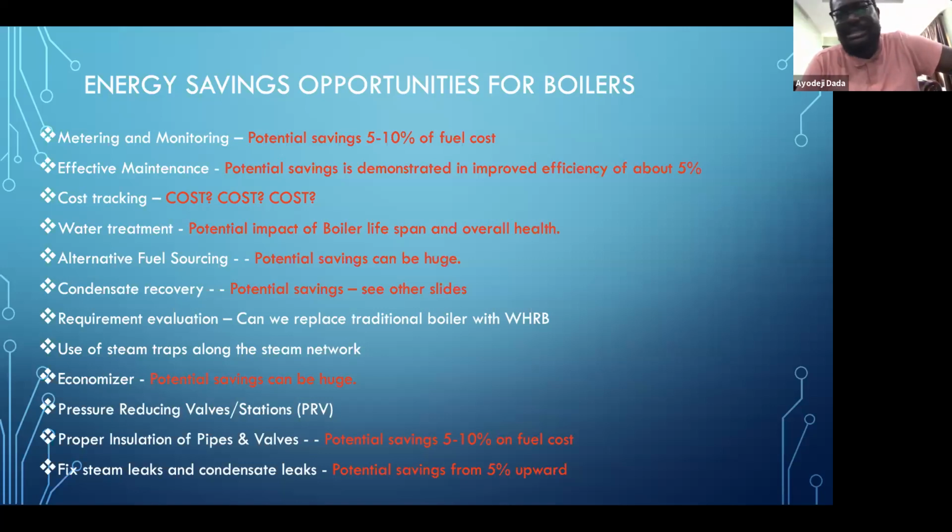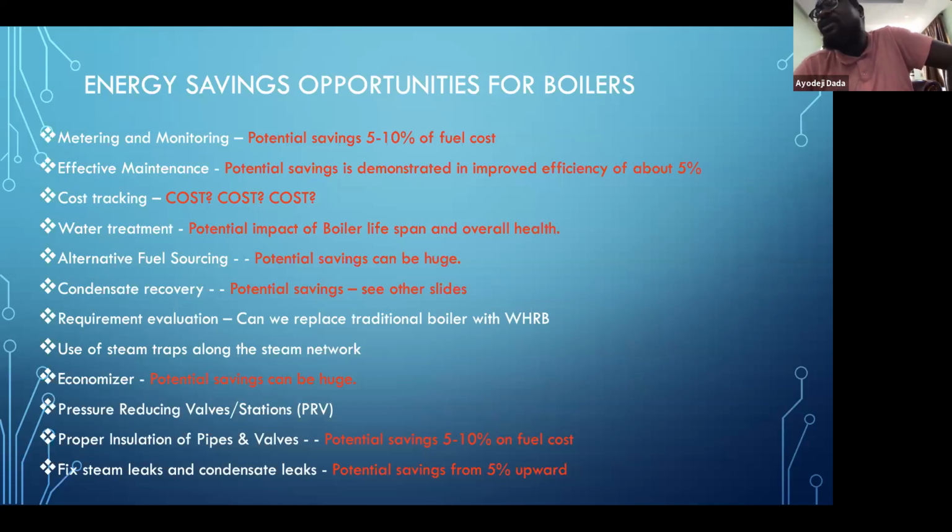Another area where we can make savings on the boiler is water treatment. There is a potential impact on the life of the boiler when the quality of water that we feed into the boiler is very good. The water is processed. It is the right quality of water that the OEM has specified. There is every tendency that the boiler will last long. I've seen boilers that have lasted 50 years, and I've heard from senior colleagues of boilers that have lasted more than 50 years. So we can do that.